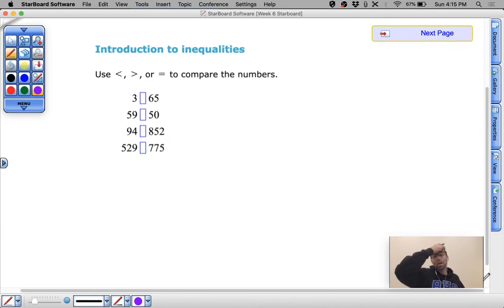First thing we're going to talk about are inequalities. Inequalities are when we talk about two numbers and we compare them to say one is less than the other, or the other one is greater than the other, or sometimes they're the same, they're equal to each other. So I'm going to take a look at these numbers here.